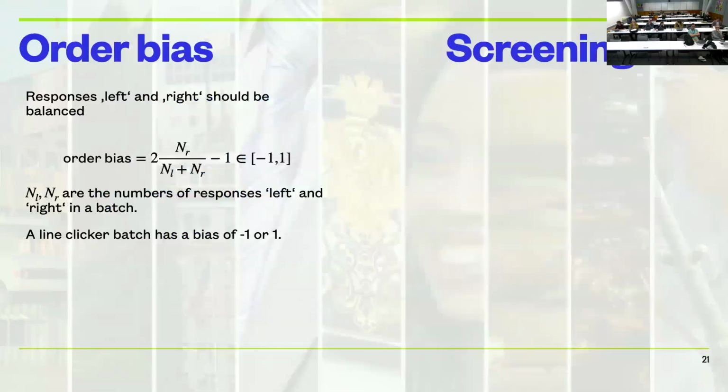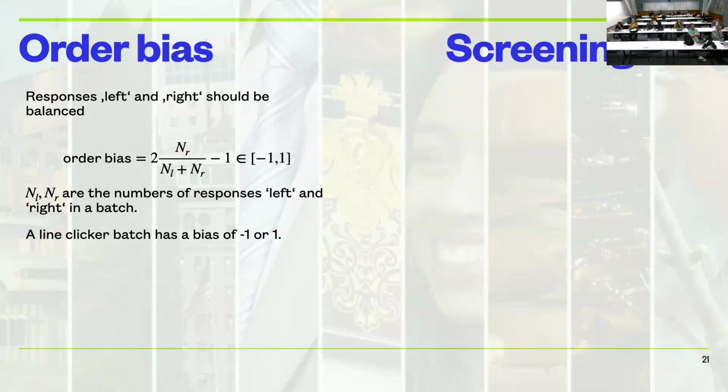All right. Then also we had an order bias. There could be the case that people have a bias for the left answer or for the right answer, like a line clicker. So we calculated this order bias according to this formula, where N_R and N_L are the number of right and left responses. And so we get a number from -1 to +1. If that is large, then one should probably not accept that batch.